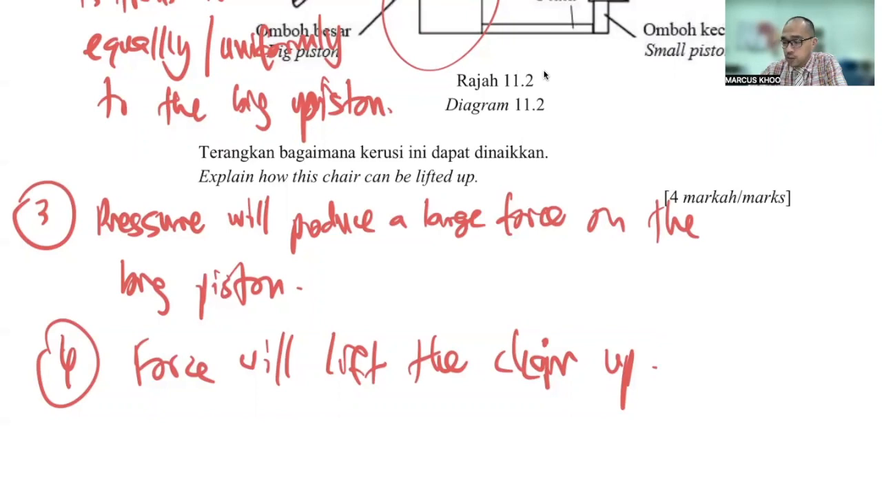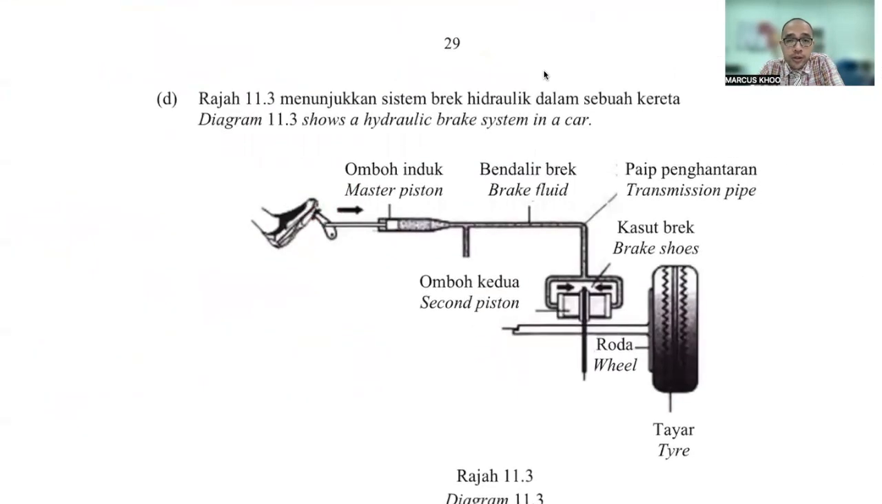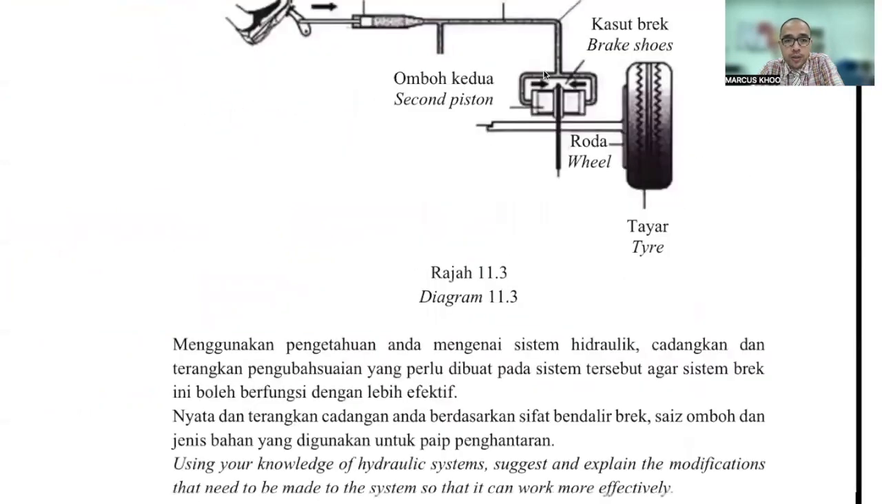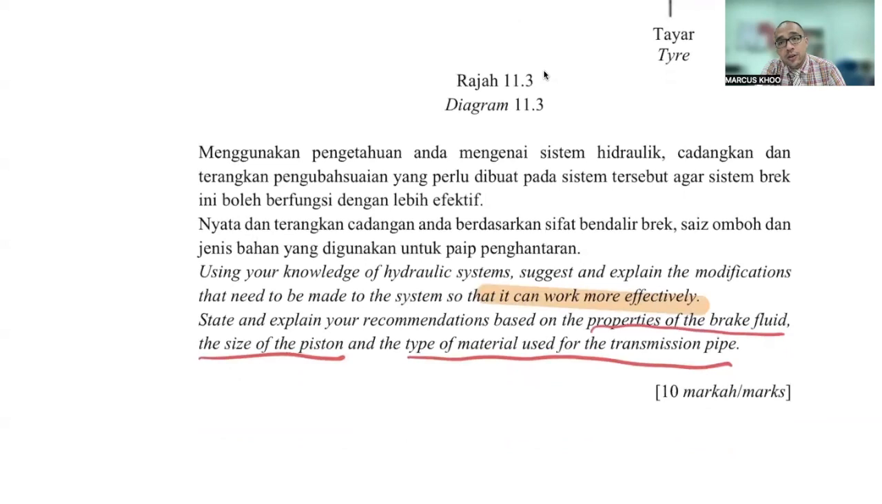Okay, let's move on to the next question. Diagram 11.3 shows a hydraulic brake system in a car. It's a car system, which is pretty normal. Now, using your knowledge of hydraulic systems, suggest and explain the modifications that need to be made to make the brake system work more efficiently. You are given a few properties: one, the brake fluid; two, the size of the piston; three, the type of material used for the transmission pipe. This is quite a standard question.